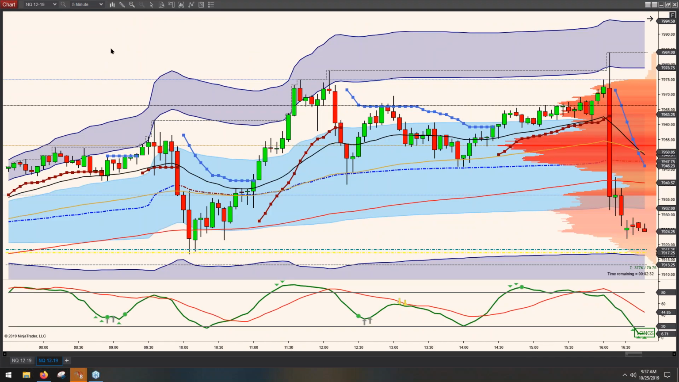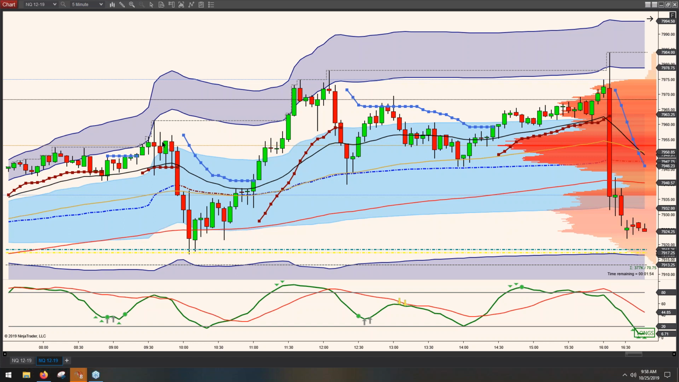This is the same view as what you were just looking at, with the exception that this is on a 5-minute. Here's our open right here, and this is the general area where I was looking for that setup on the 1-minute chart. And so I have this 5-minute basically backing up what I'm seeing on the 1-minute.